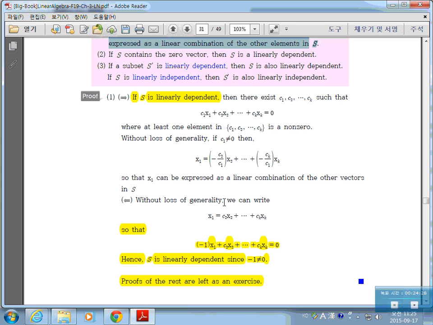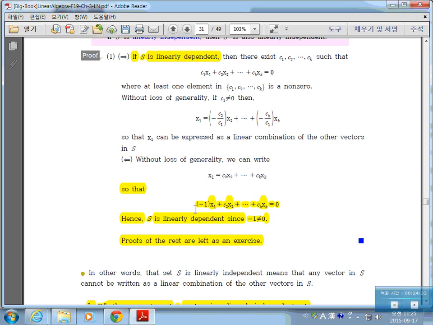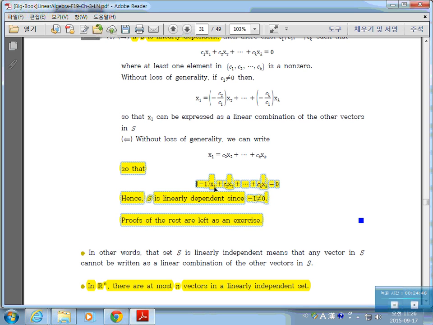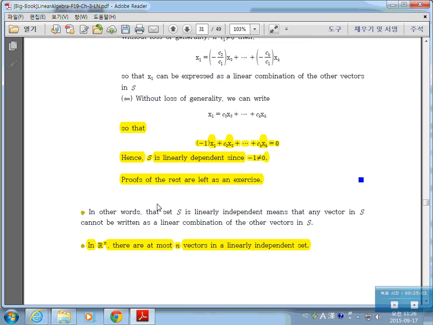In the other direction, suppose x1 is a linear combination of other vectors in S. Then we can rewrite it in this way, which means the linear coefficients are not all 0 and satisfy this equation, because the first one was not 0. So S should be linearly dependent. So this if and only if statement can be proved in this way. Others can be shown in similar ways.